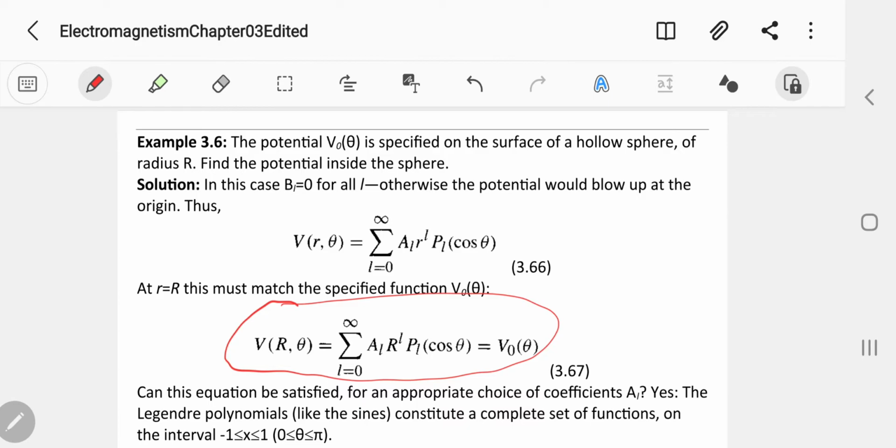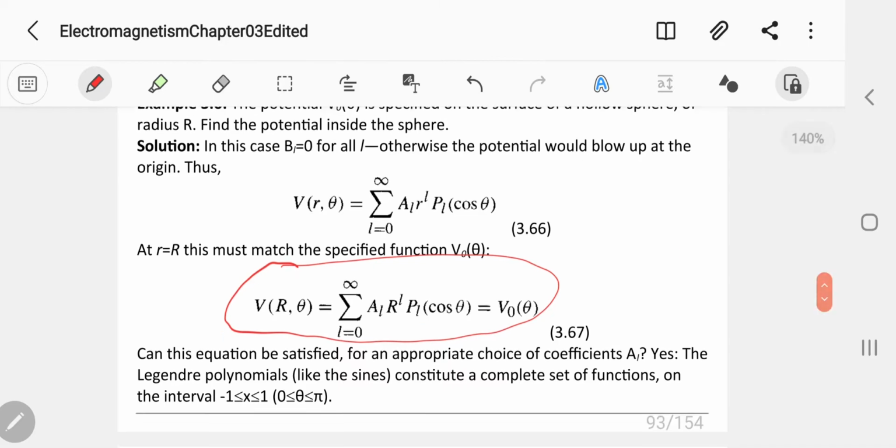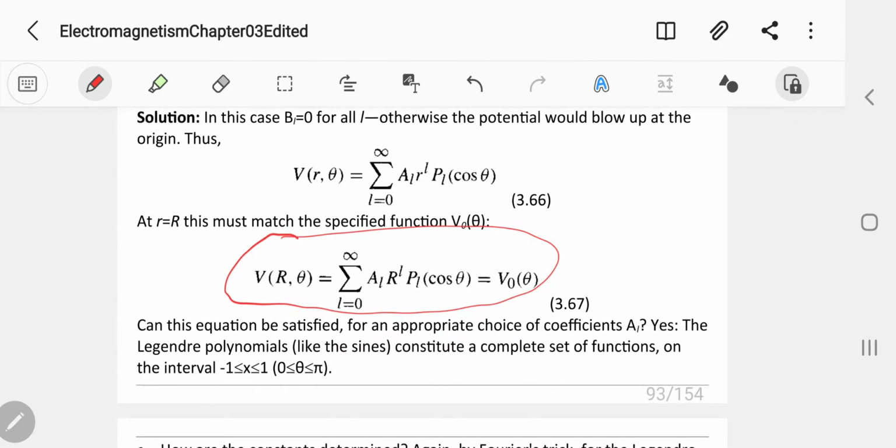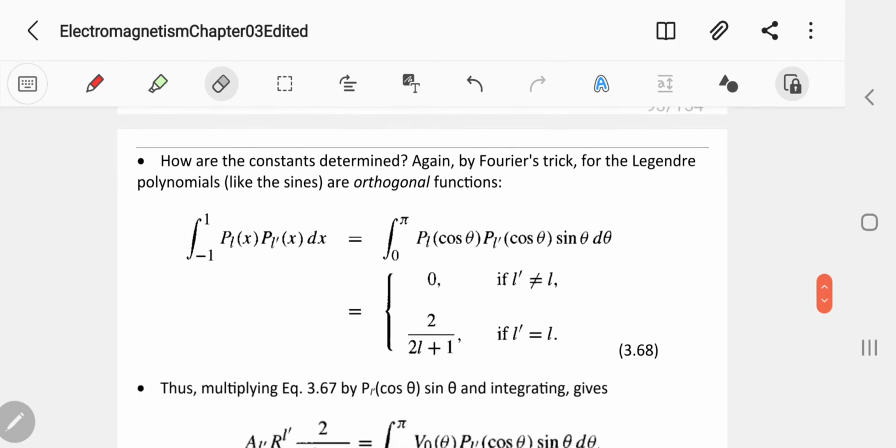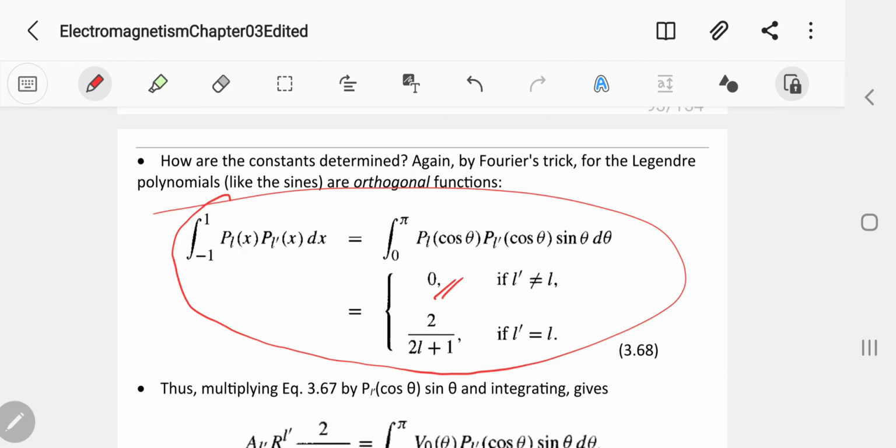And the Legendre polynomial, if you know, is a complete set of functions on the interval -1 to 1 for x, and 0 to pi for theta. So if you use cosine theta, you have to use this limit, and if you use x as the argument of the Legendre polynomial, you use this limit. And it has an identity that if you integrate two Legendre polynomials here, you will have 0 if L prime is not equal to L, and 2 over 2L plus 1 if L is equal to L prime.